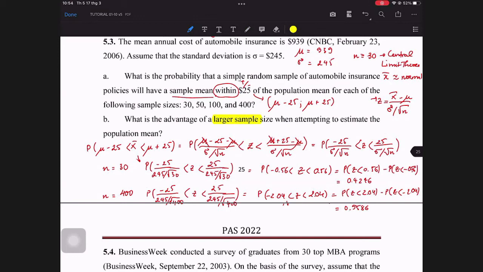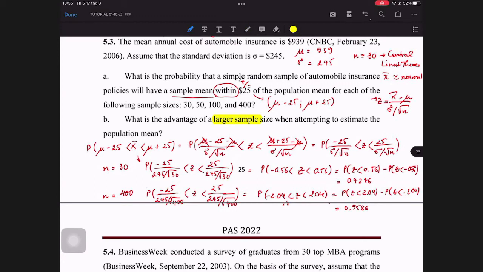Okay, so you can see from here that when we have a larger sample size, it means that we have more information about the population. Just imagine that our university has 10,000 students. If we only survey 30 students versus 400 students, obviously 400 students will give you more information about our university than only 30 students. So in this case, the larger sample size increases the preciseness, increases the correctness, and it will result in the higher probability here.